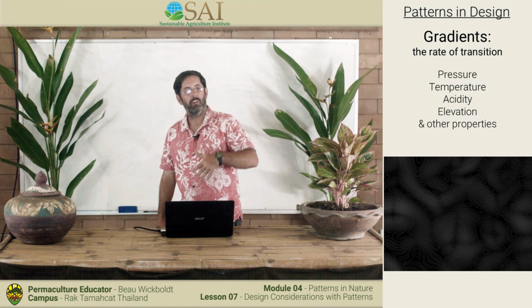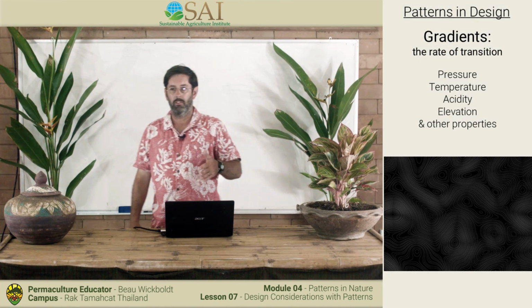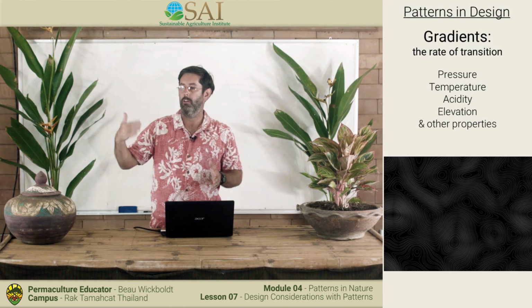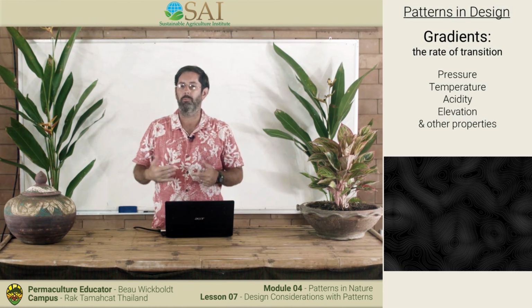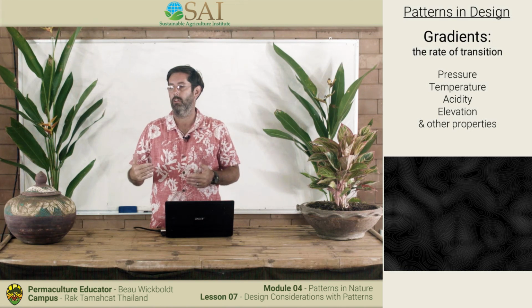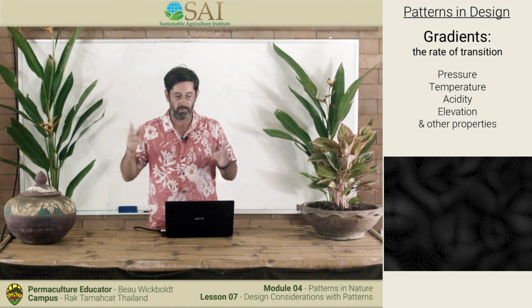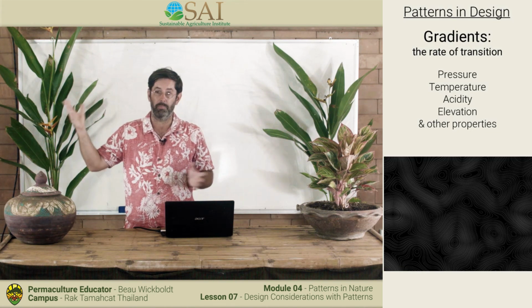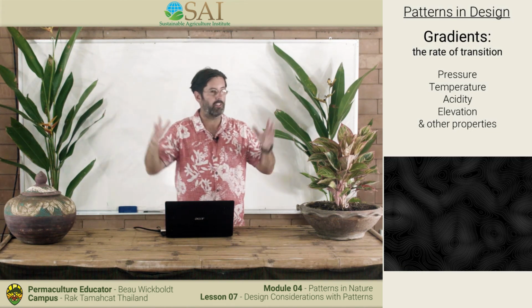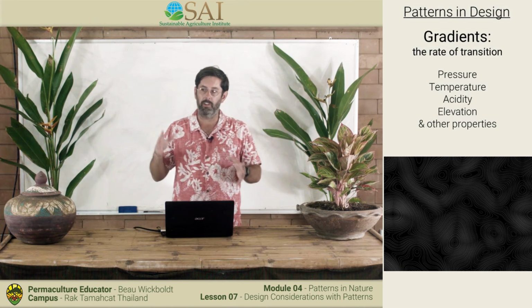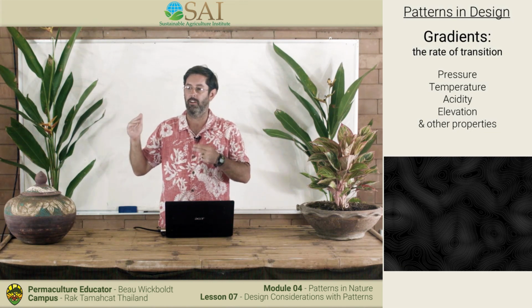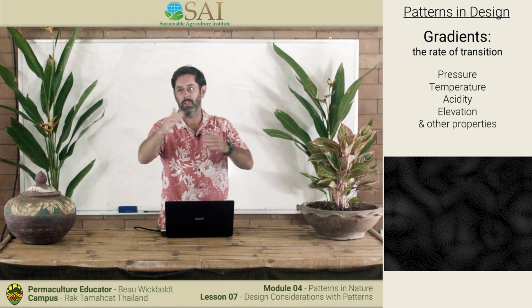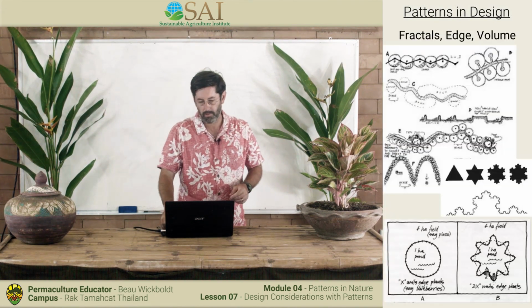Gradients, or the rate of transition. So gravity, hillsides, directs flow. So water going down a hillside, we could put in swales to slow it down. We can slow down things. So pressure, temperature, so air pressures, temperatures, acidity with its pH within our soils, the elevations and other properties are all different gradients that we can utilize in our design to understand how they will affect movement of energies within our design.